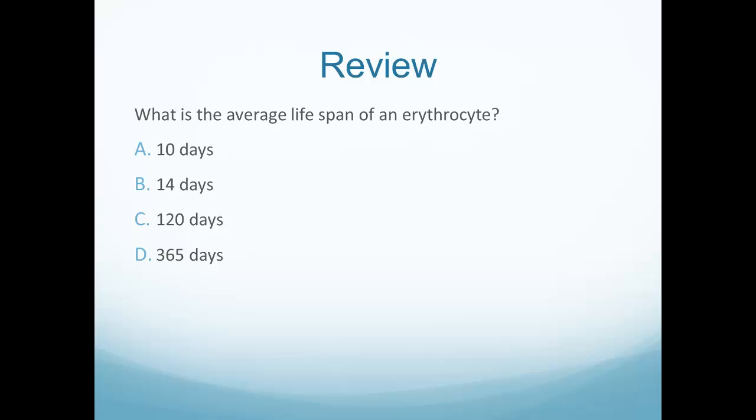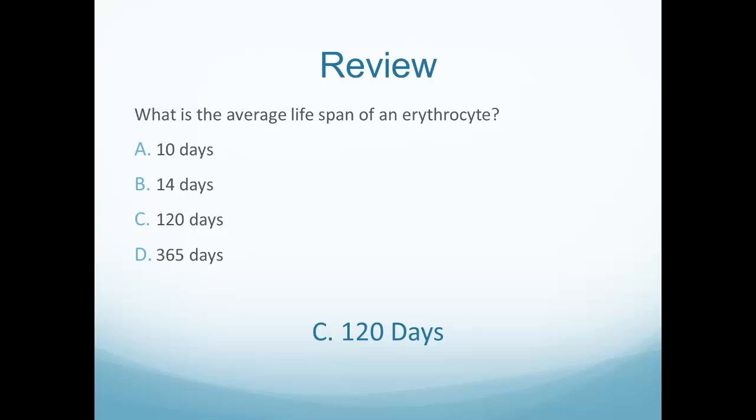What is the average lifespan of an erythrocyte? Erythrocytes are red blood cells. So what is the average lifespan of a red blood cell? And if you guessed 120 days, you are correct. So red blood cells will live for about 120 days, and then the body's going to destroy them.